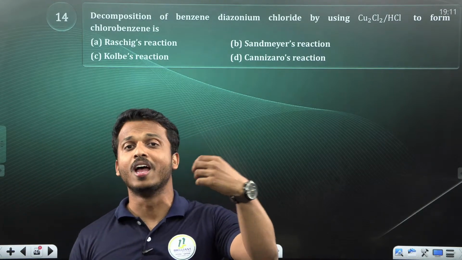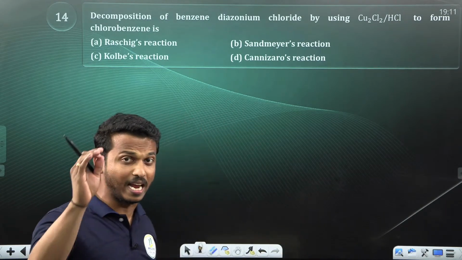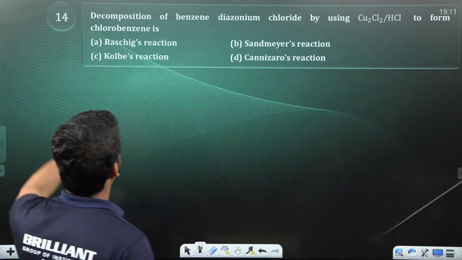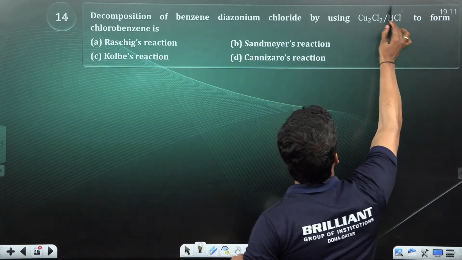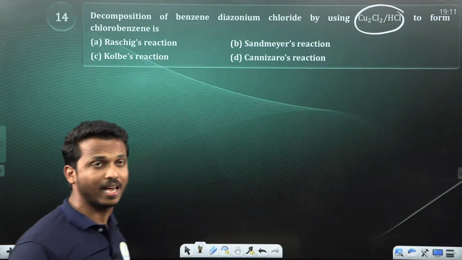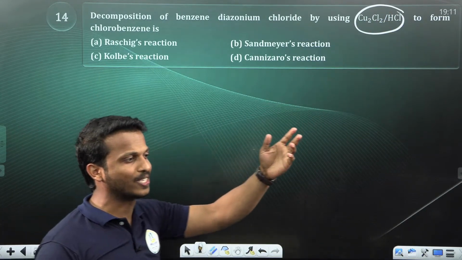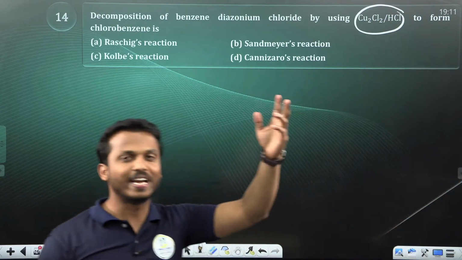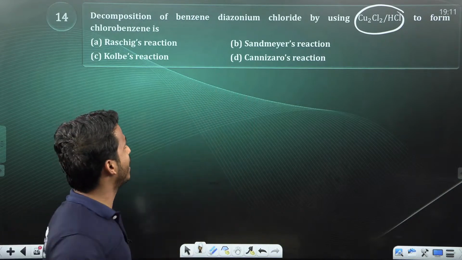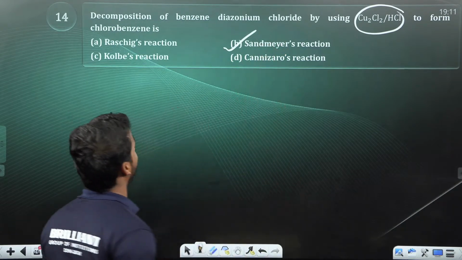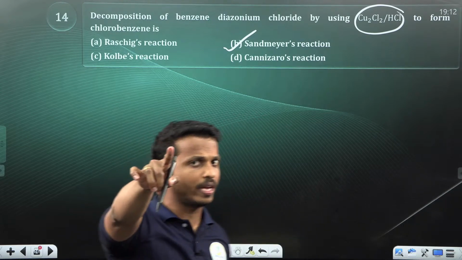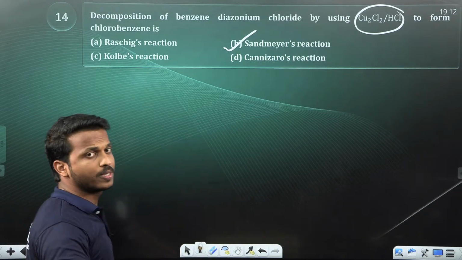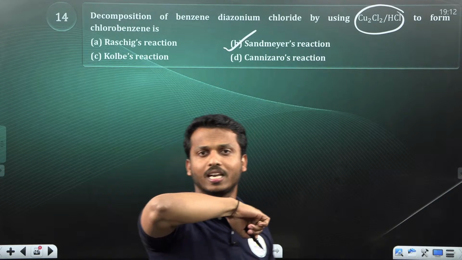This is just like your CBSE board type of questions, but same type of question we are expecting. Decomposition of benzene diazonium chloride by Cu2Cl2 along with HCl to form chlorobenzene is known as which one? That is our Sandmeyer reaction, right? I think Cannizzaro reaction is familiar to you, aldehyde chapter. Kolbe's reaction, yes, phenol to salicylic acid.